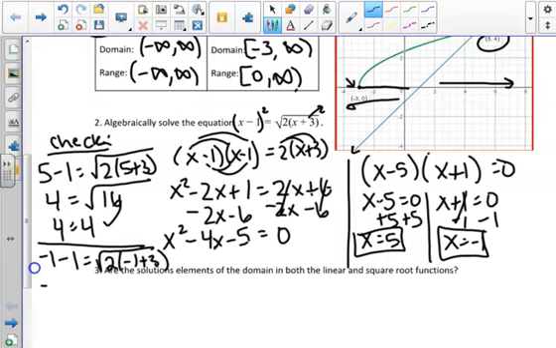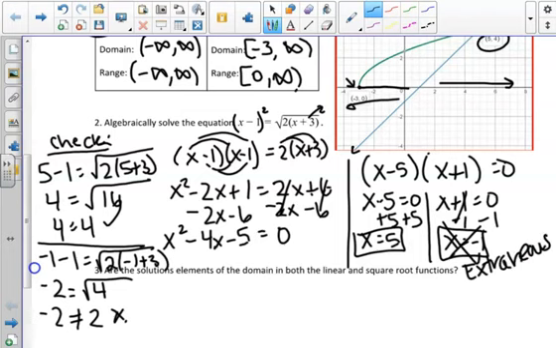-1 minus 1 is -2, and that needs to equal the square root. -1 plus 3 is 2, 2 times 2 is 4, but -2 does not equal 2. Therefore, we would say that -1 is not in the solution, it is extraneous.